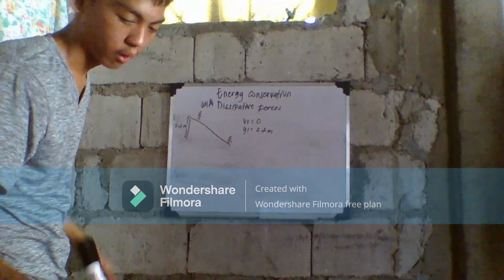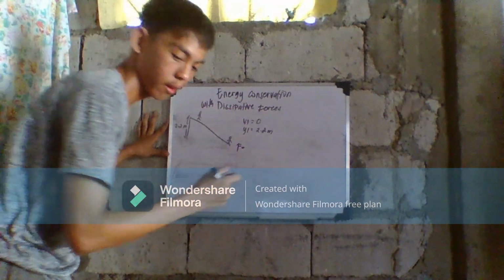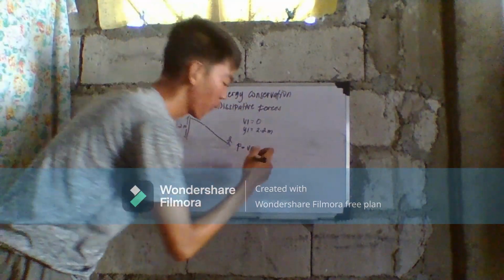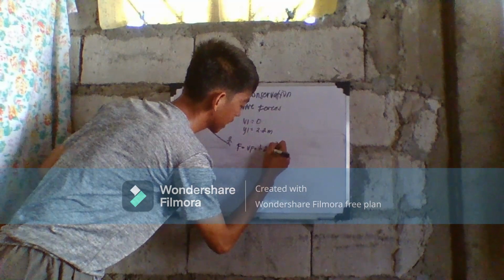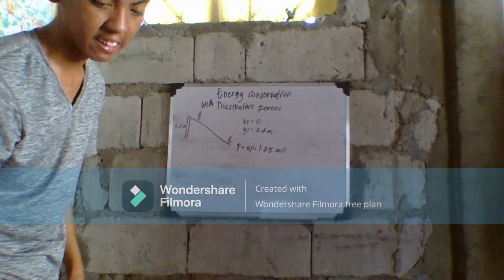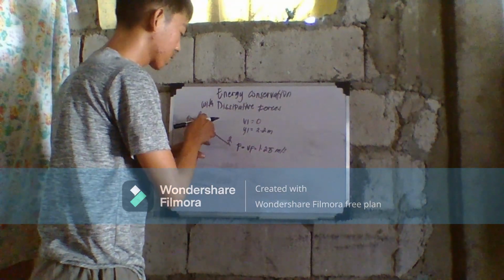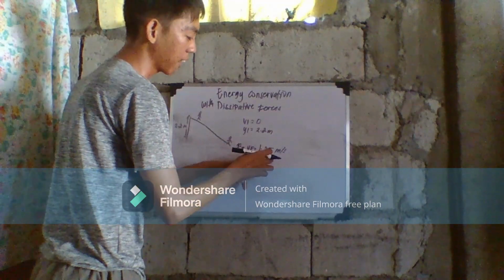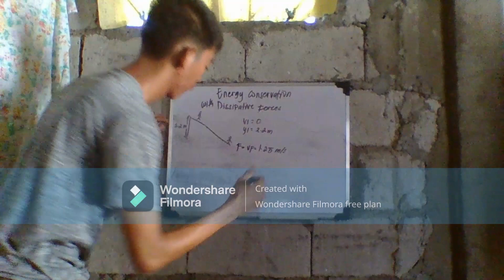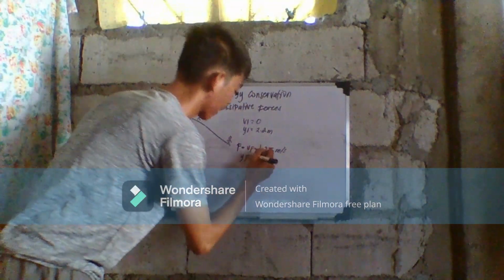So, our final velocity equals 1.25 meters per second. The child reached the bottom, from top to bottom, with 1.25 meters per second. So, our final y is 0.